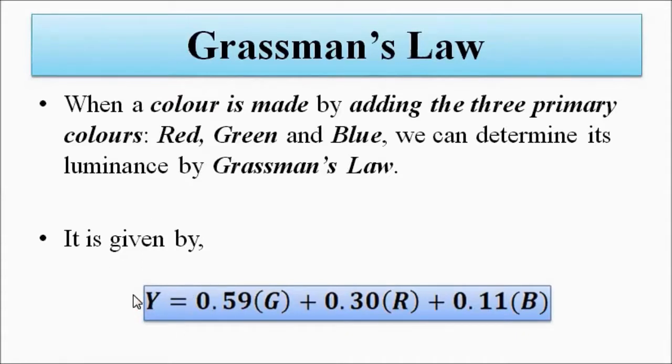The luminance of a secondary color or complementary color is given by 0.59 times the luminance of the green color, plus 0.3 times the luminance of red, plus 0.11 times the luminance of blue, where the unit of each is lumen.